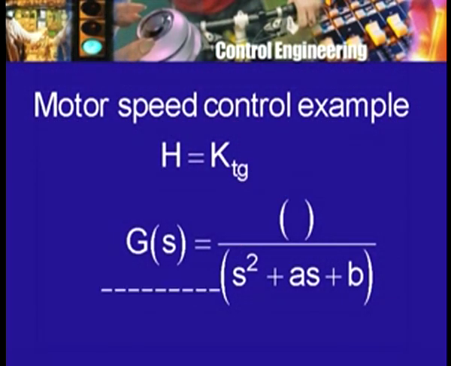If you remember, there were two parts to this G of S. One was the relationship between the armature voltage and the motor current, and the second was the relationship between the motor current, which determined the motor torque, and the speed. So, there were these two parts of that transfer function.